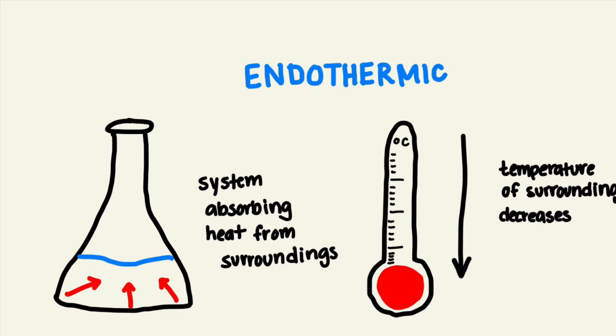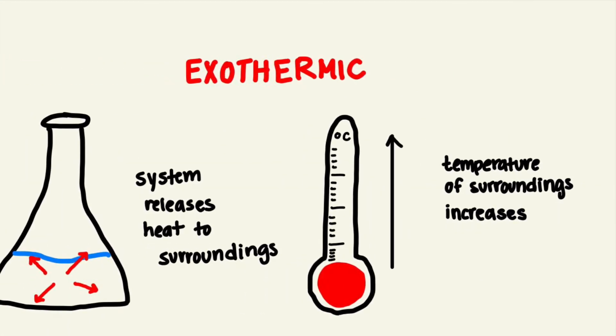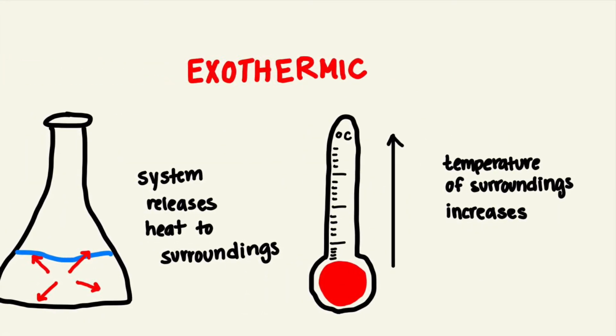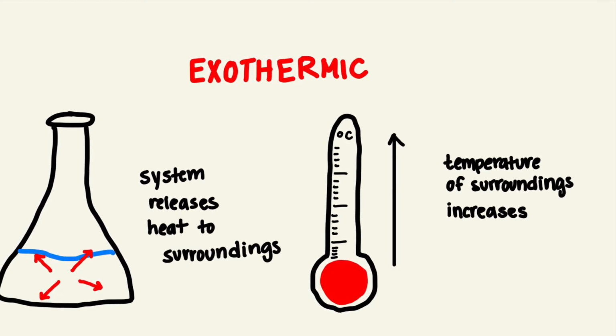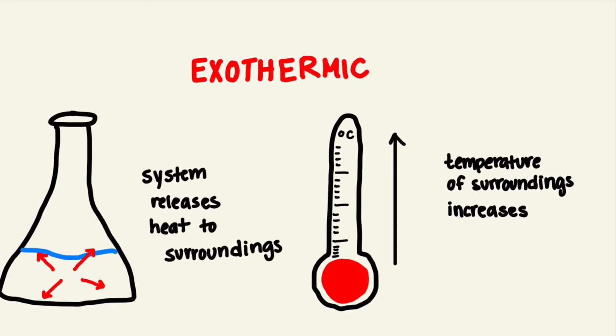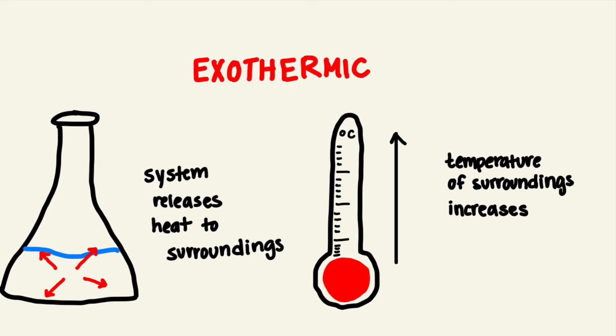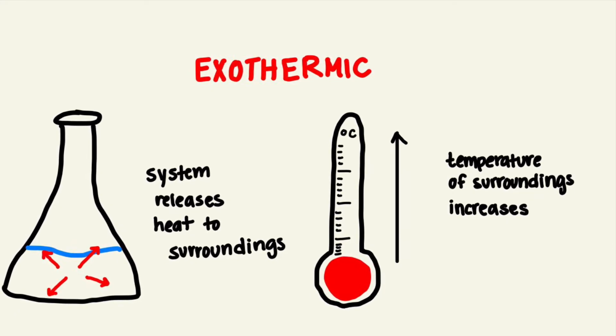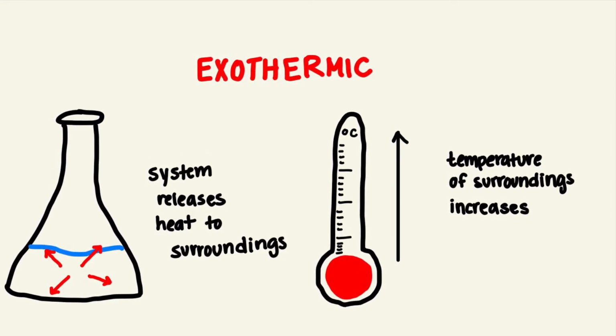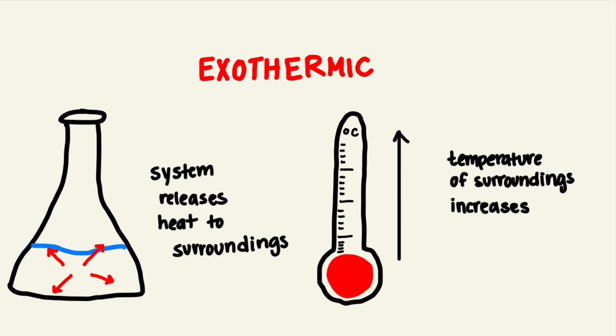In a chemical equation, the change in heat would be seen on the reactant side of the equation and would be positive. In contrast, an exothermic reaction refers to a reaction in which heat is transferred from the system to its surroundings, which results in an increase in temperature of the surroundings. The change in heat would be written on the product side of a chemical equation and would be negative.